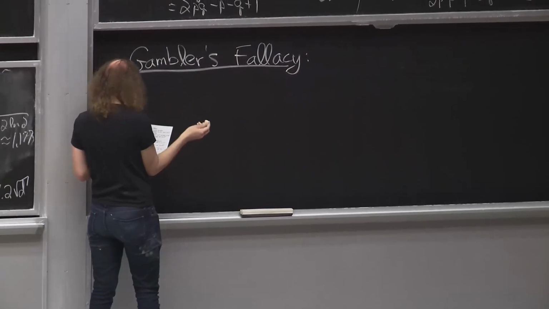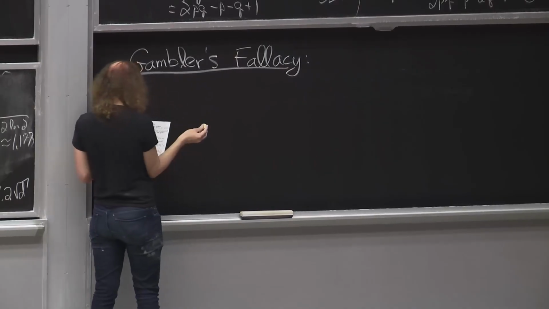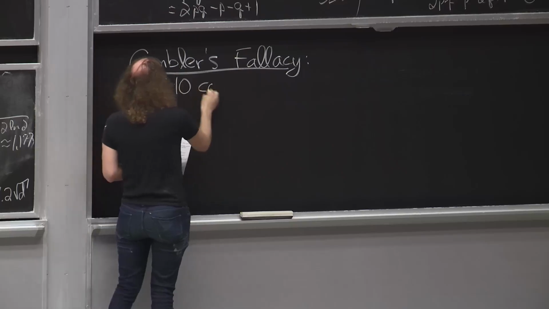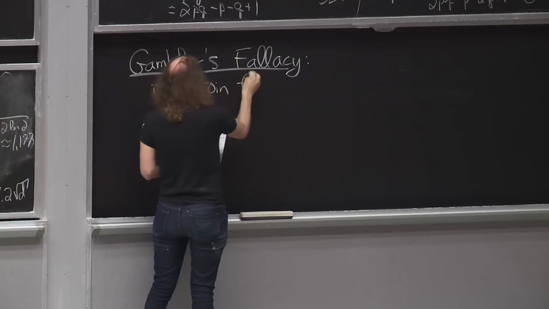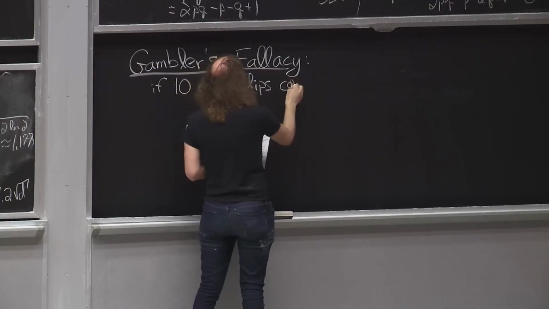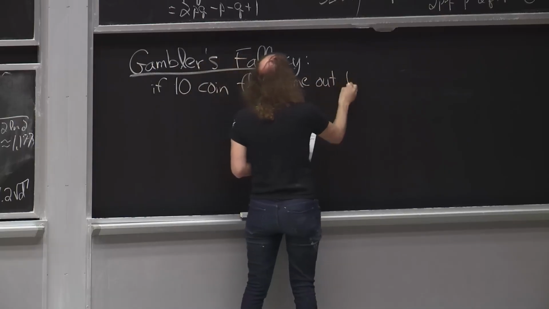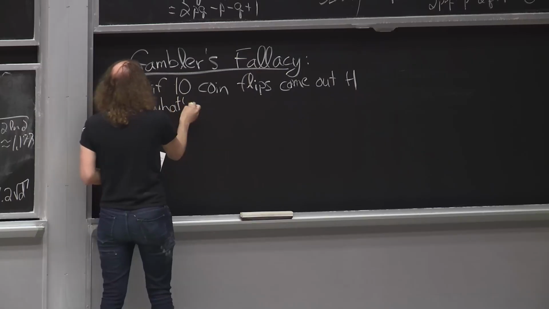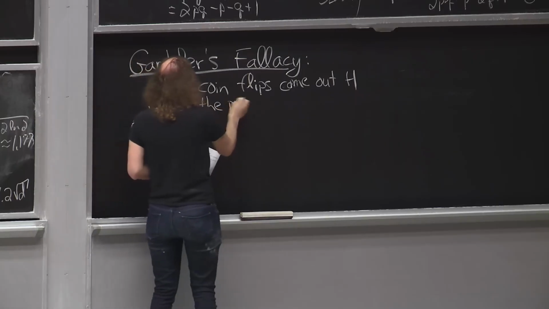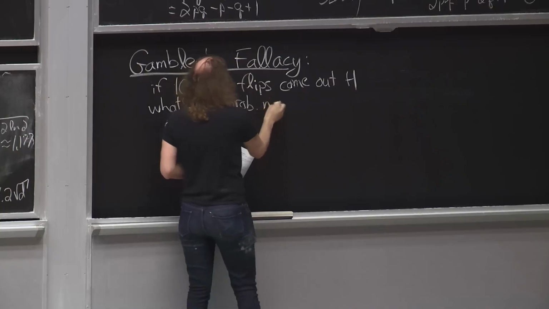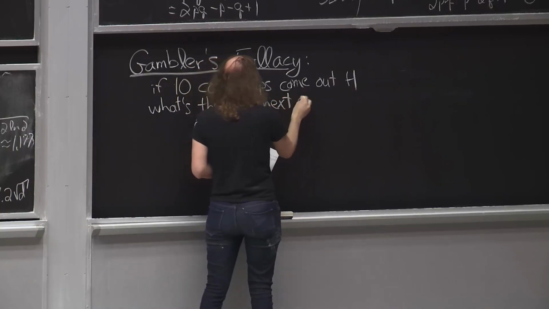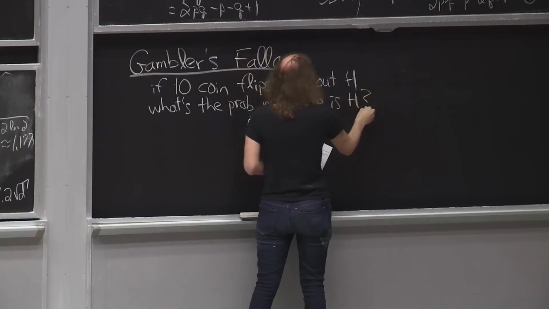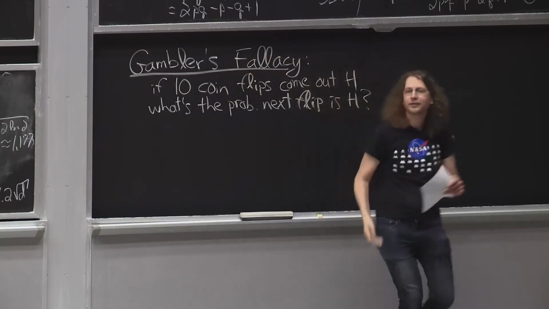Gambler's fallacy can be phrased many ways, but let's talk about coins, because that's what we're doing. Let's say you do 10 coin flips, and they all come out heads. And I want to know what's the probability that the next coin flip is also heads. What's the answer?